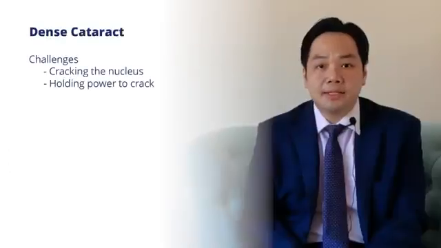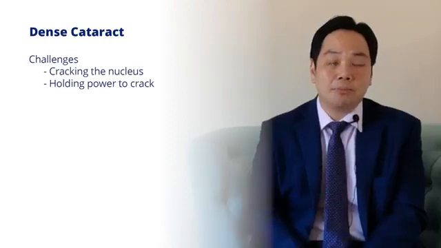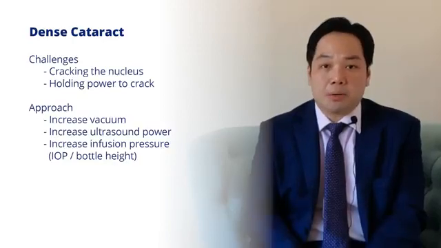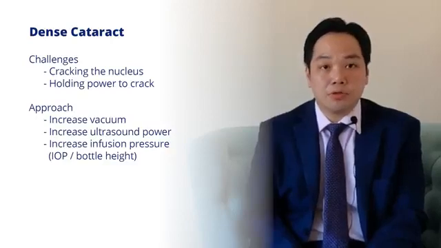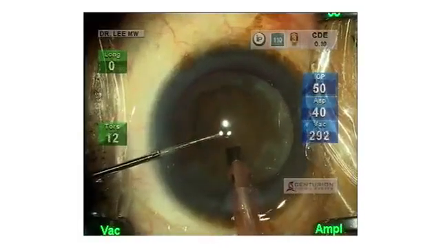Now moving on to a dense cataract, the challenges are different, because now you have difficulty with the cracking of the nucleus because the nucleus is so hard. So what you need is very good holding power in order to actually crack the nucleus. So what happens then, you have to bring up your vacuum, increase your ultrasound power, to ensure that you can crack efficiently, and increase your infusion pressure proportionately. And again, these are some of the settings, and this is highlighted with the overlay in the dense cataract here.